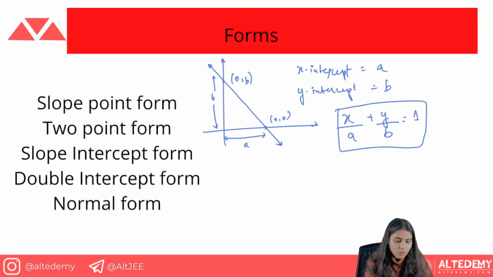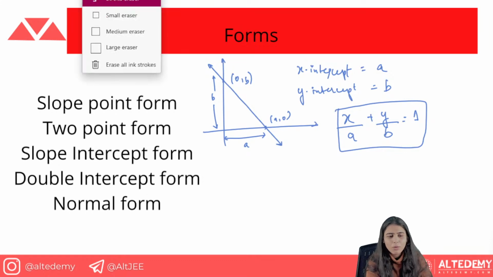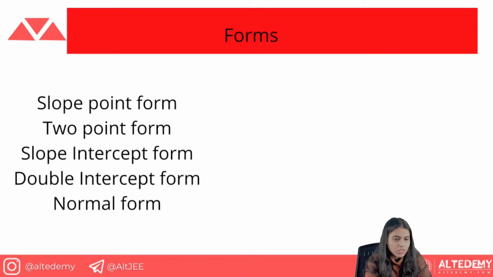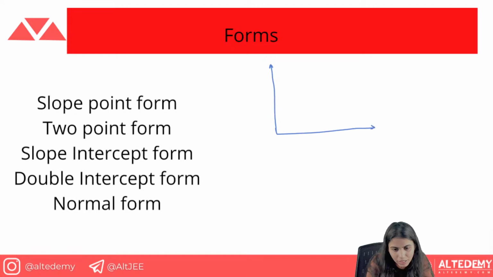Now for the normal form. What is normal? Normal is a line which makes a 90 degree angle with another line. That is what the normal is all about. So how do you write the normal form? We have this graph, and we have this line segment.